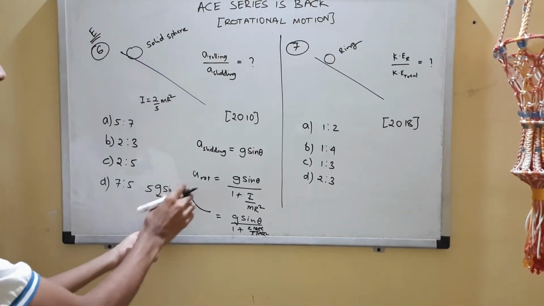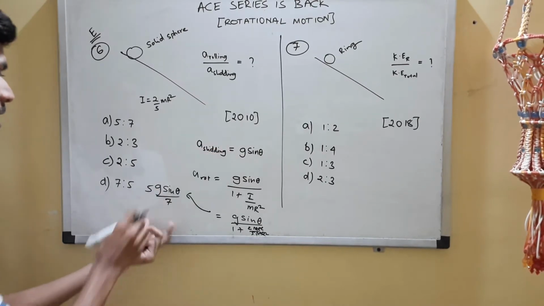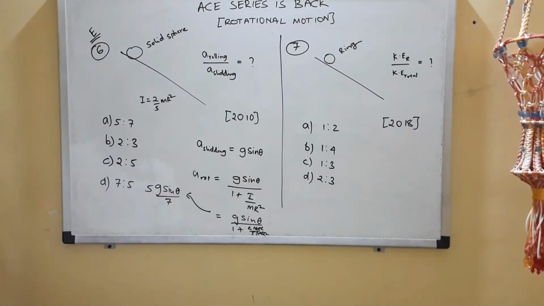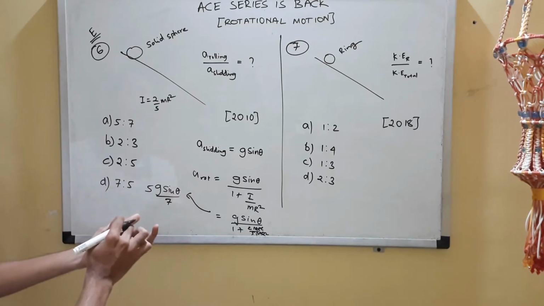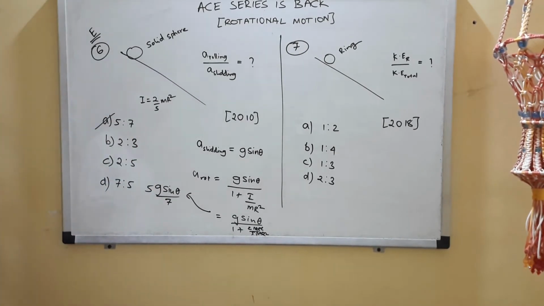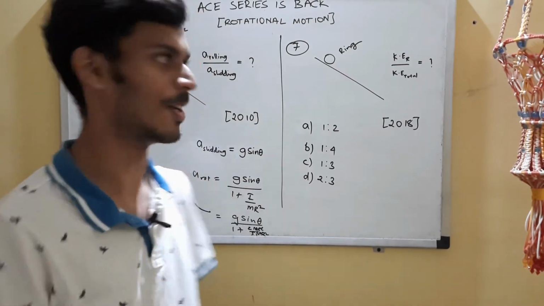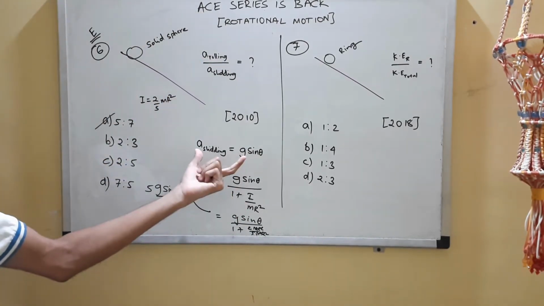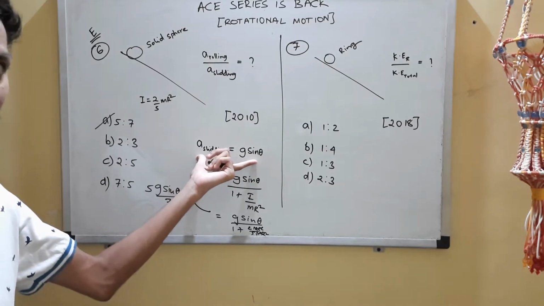Now you are asked for the ratio of this to this. If you take the ratio, you can easily see that g sin theta and g sin theta will get cancelled, and it will be 5 by 7. So option A, 5 by 7, is the correct choice over here. You are just supposed to know this formula, and you are just supposed to know this fact.